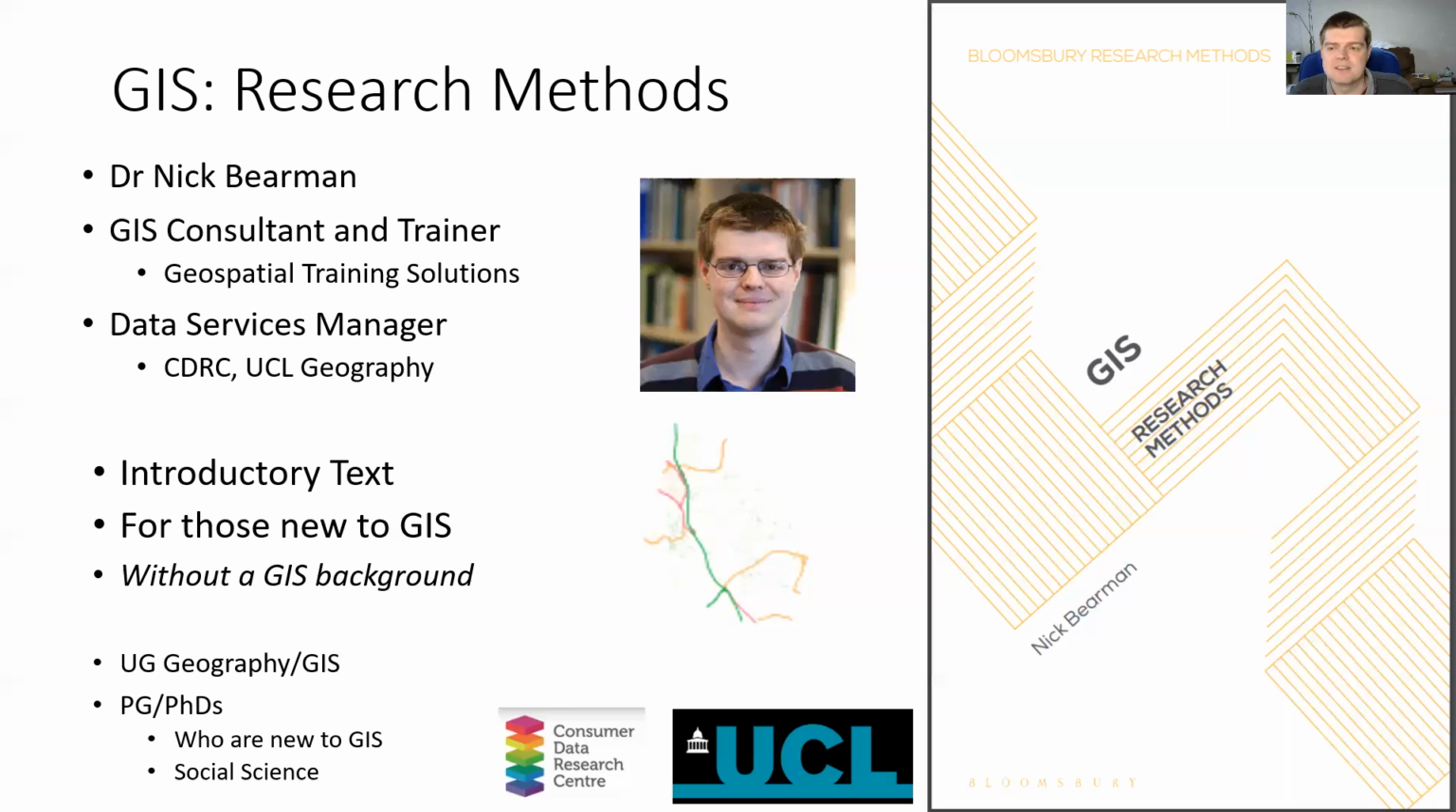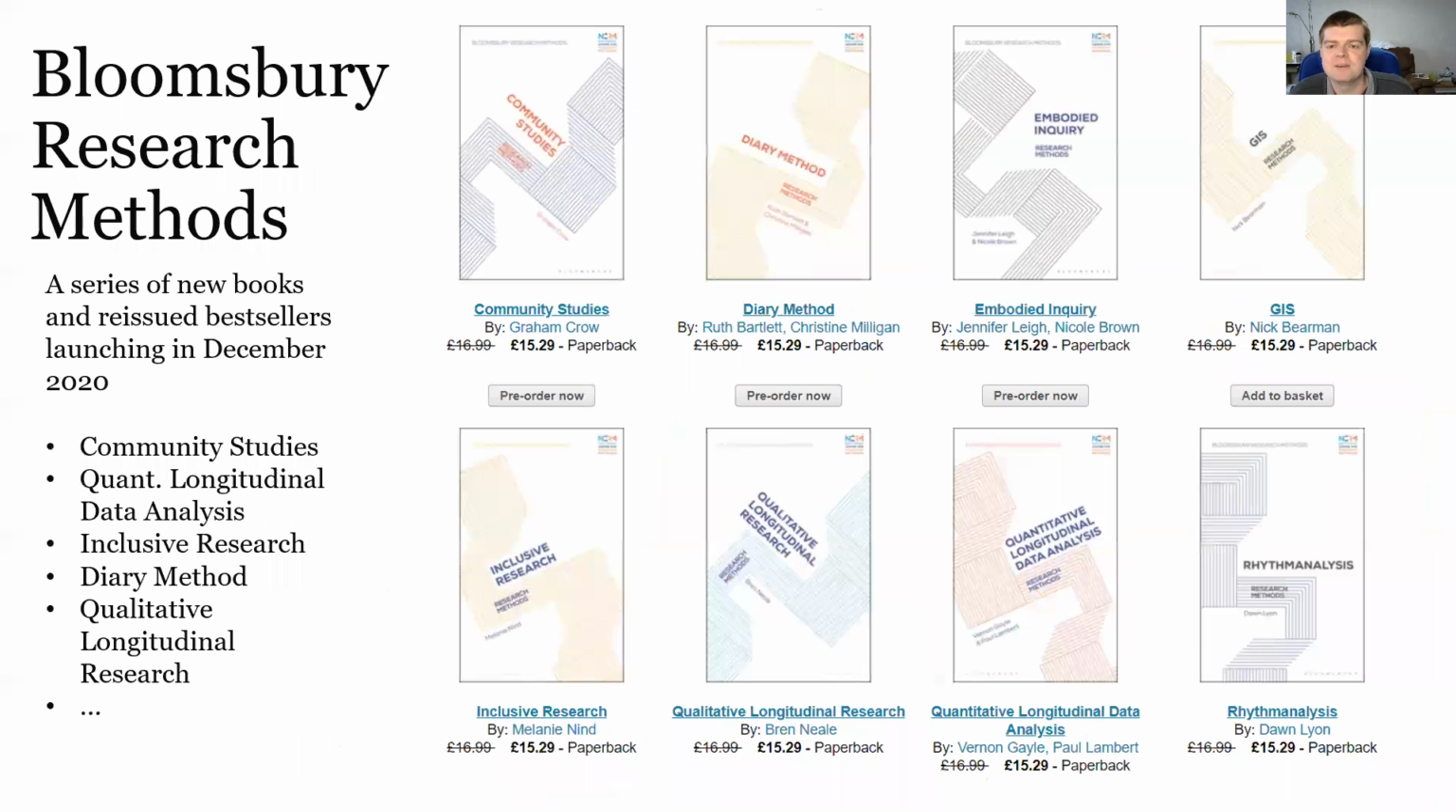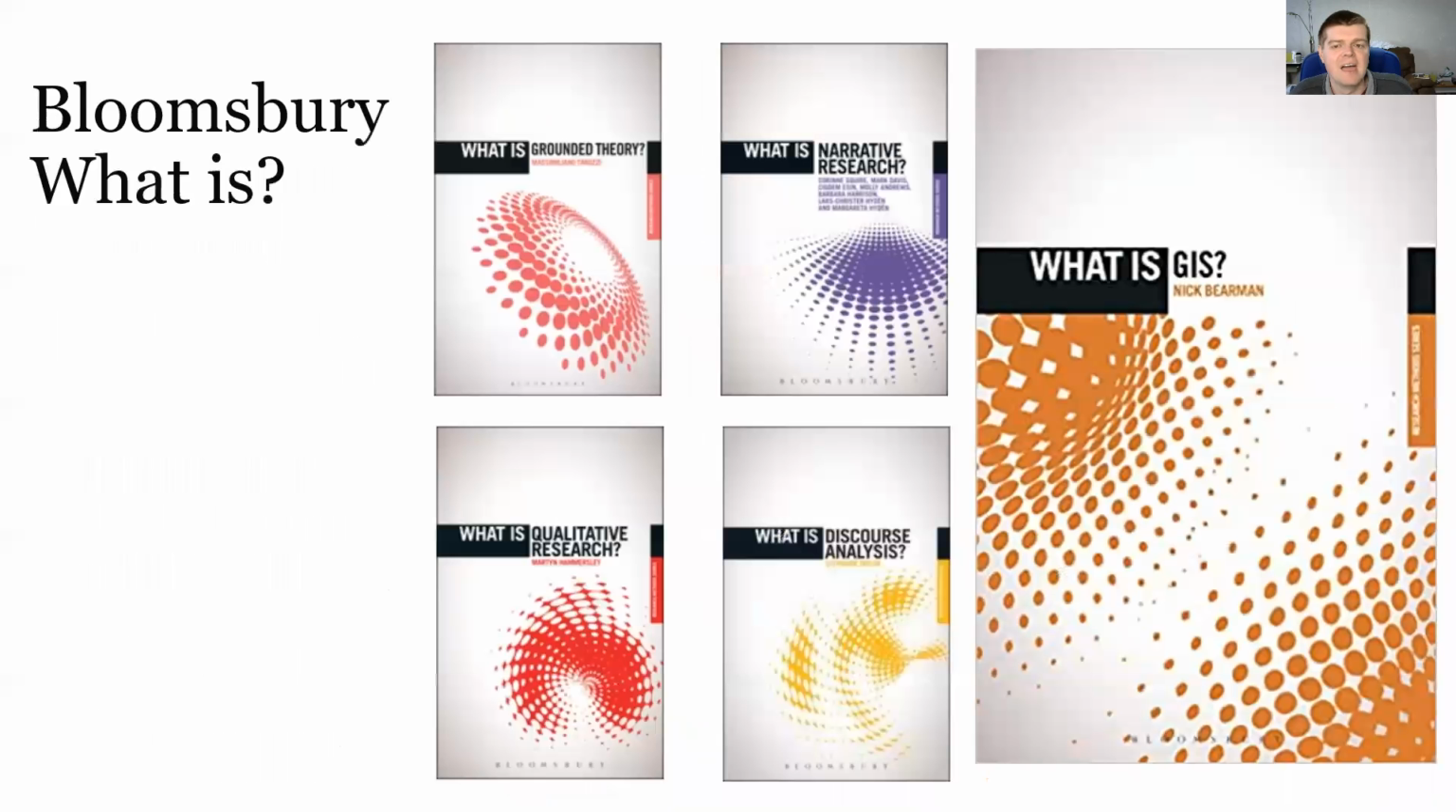The book GIS Research Methods is part of Bloomsbury's Research Methods series. So they've got a whole range of different books on different types of research methods, community studies, quantitative longitudinal analysis, and so on. GIS is one of the latest additions to their series, which is a development of their What Is series. Originally my book was going to be What is GIS? I really like the title, but the series got renamed, so it's now GIS Research Methods, but the content's identical.